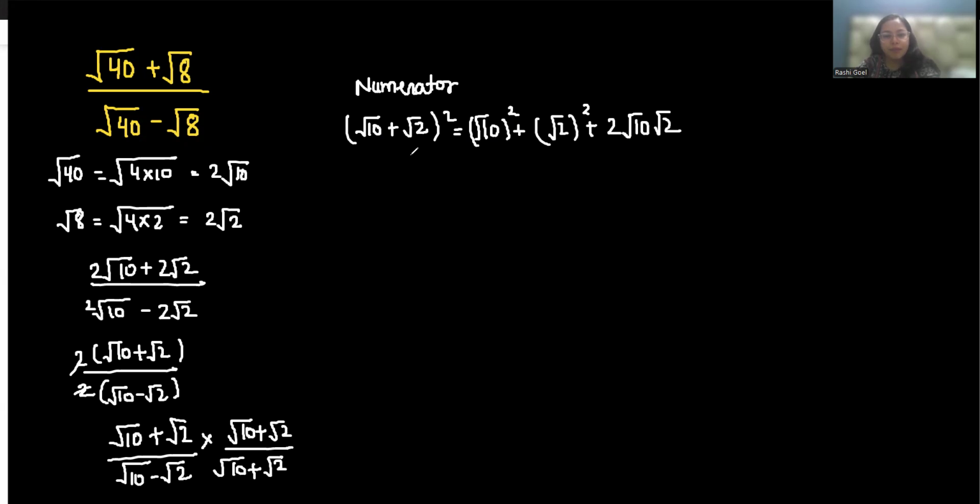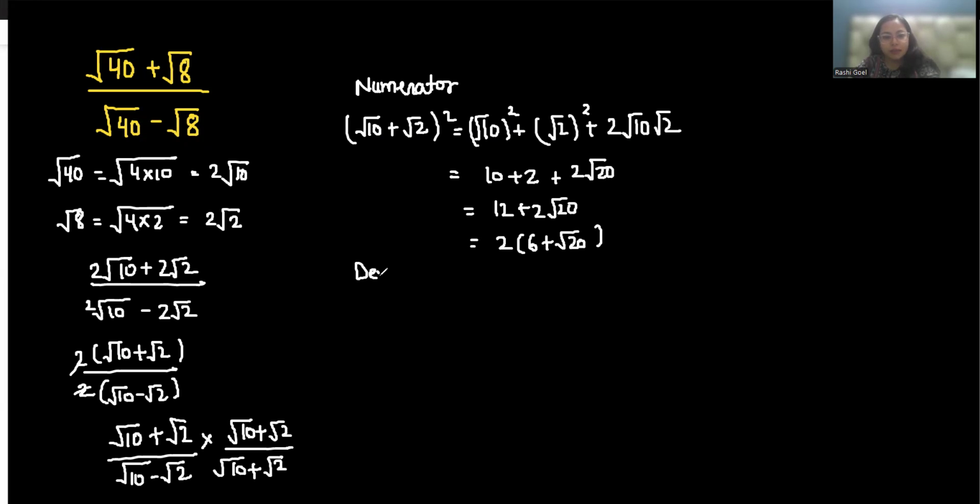So now let's simplify. The numerator becomes (√10 + √2) whole square, which is equal to (a + b) whole square, a square plus b square plus 2ab. So 10 plus 2 plus 2√20, which equals 12 plus 2√20. Now if I take 2 as common, so 2(6 + √20).